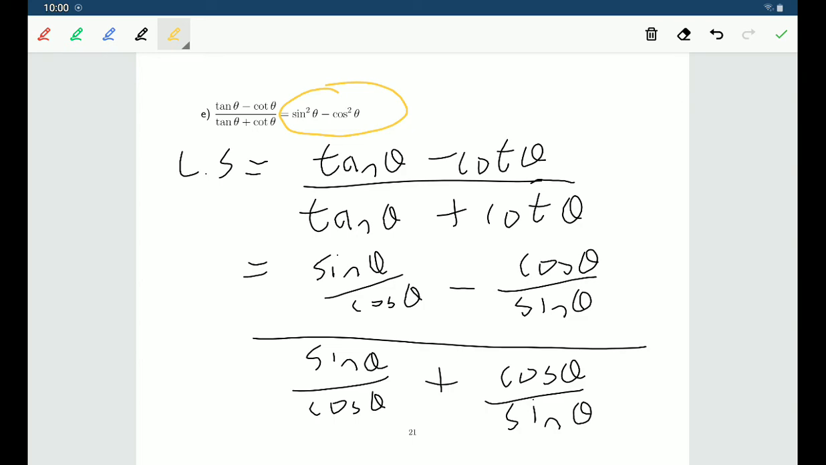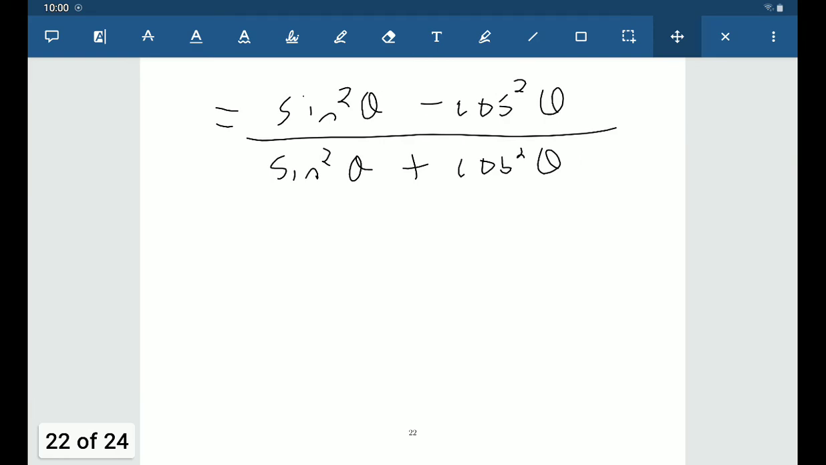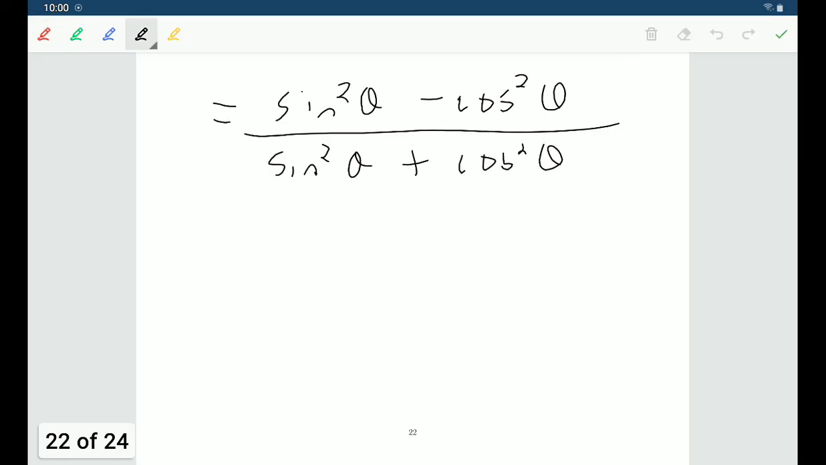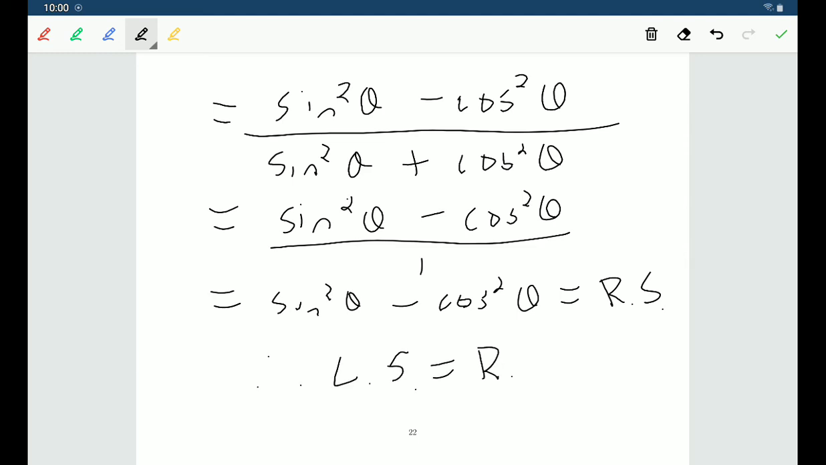We have sine squared minus cosine squared as our final goal, and we already have, in the numerator, sine squared minus cosine squared. Oh, and there we go. In the denominator, there's our old friend, our Pythagorean identity, coming back yet again. Sine squared plus cosine squared in the denominator, that's just 1. So we do have sine squared minus cosine squared, which is the right side. That was the side we were trying to show that the left side was equal to. So therefore, there we go. Left side is equal to the right side.